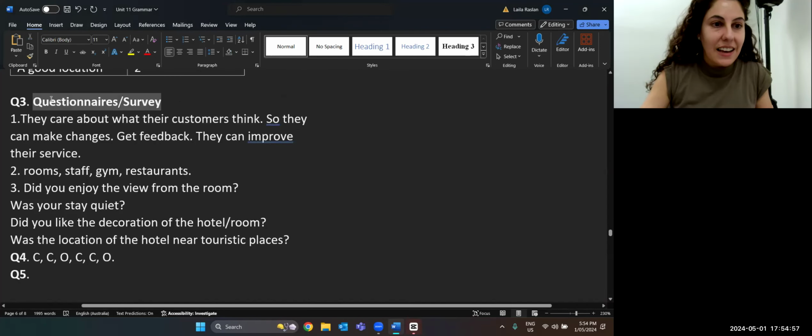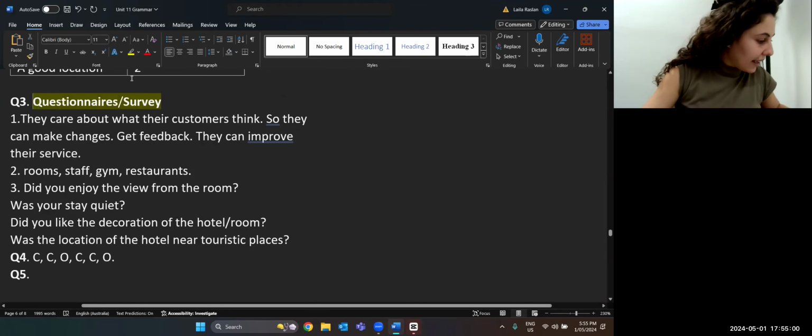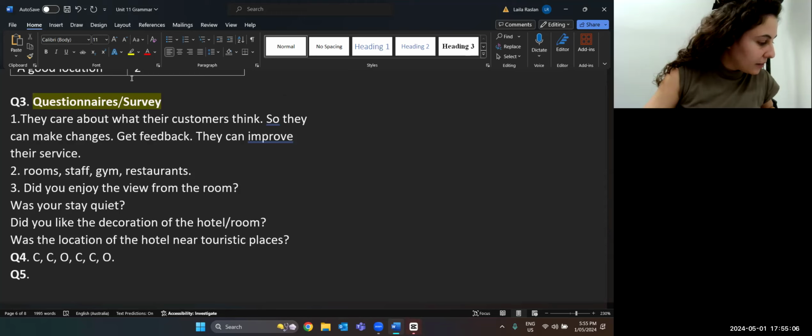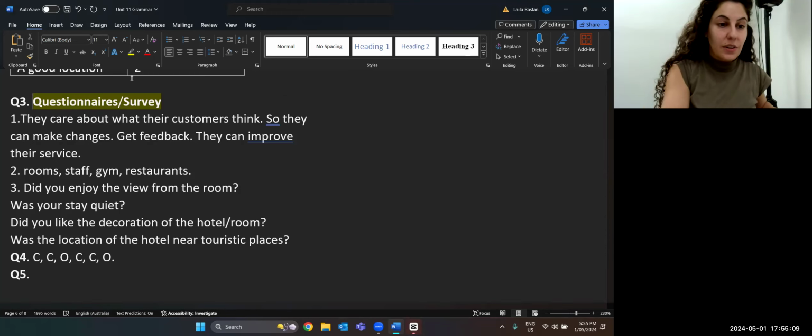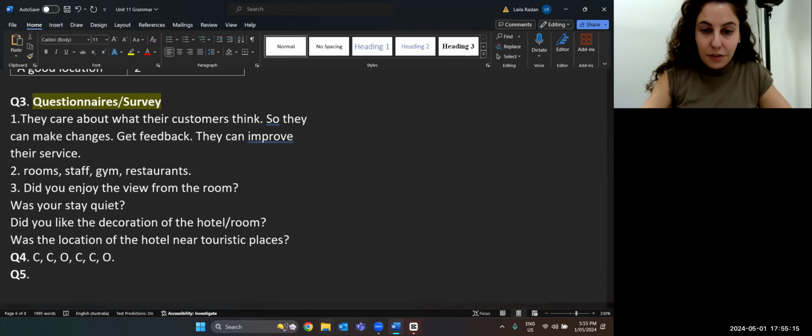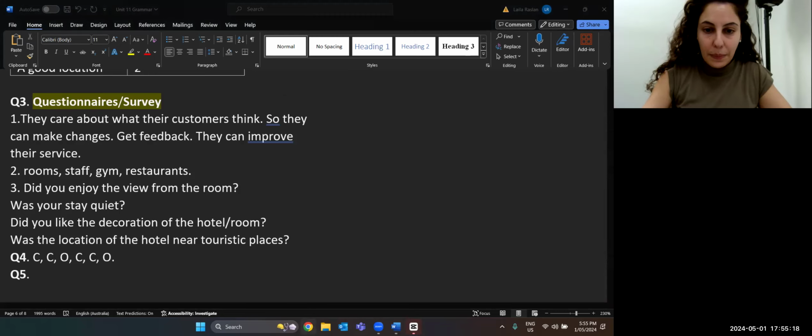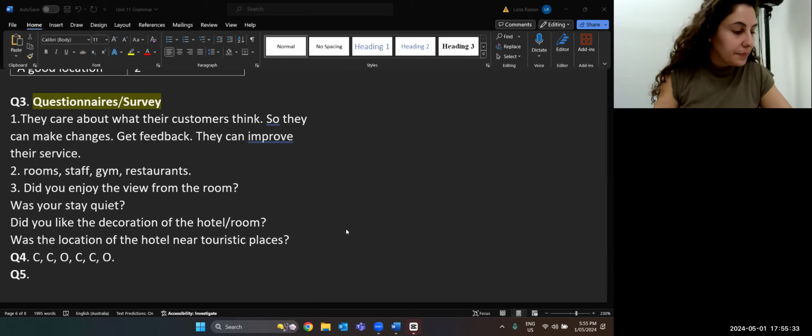So let's have a look at a question here. Which part of the hotel does it ask about? The introduction to this questionnaire says, thank you for visiting our hotel. Please answer the questions below. Your answers and suggestions are very important for us. The first question they ask is, what was the reason for your visit? So it asks about the reason for their visit.